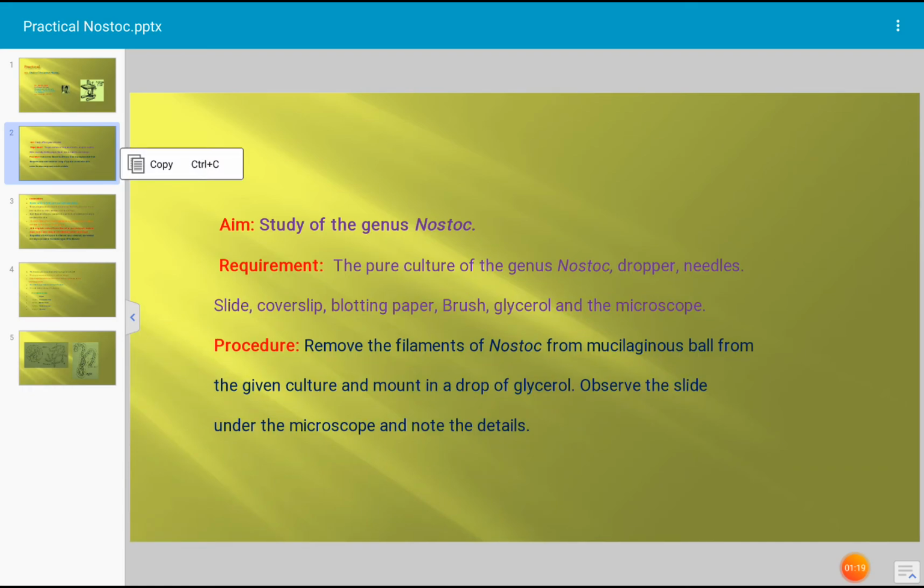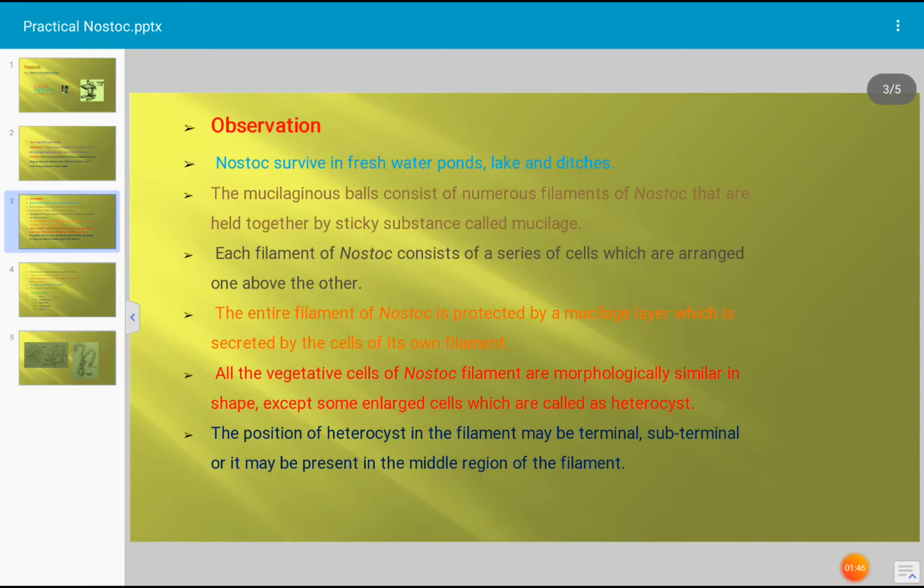a drop of glycerol. Remove the filaments with the help of a needle or a zero size brush, and mount the filament in a drop of glycerol. Cover it with the cover slip and observe this slide under the microscope. This is a temporary slide. Let us observe the slide under the microscope and see the details.